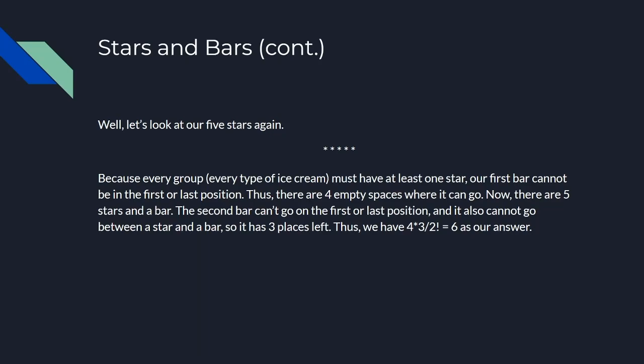Now there's 5 stars and a bar. And the second bar can't go in the first or last position, and it also cannot go between a star and a bar. And the reason is that if it goes between a star and a bar, there's 2 bars next to each other. So whatever group represents the group in between those bars, in this case it's ice cream B, it's going to have 0 cones. And again, we can't have that. So it has 3 places left, right? So we have 4 times 3 divided by 2 factorial equals 6 as our answer.